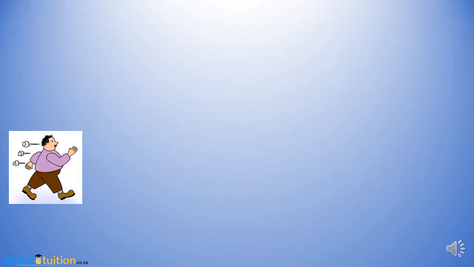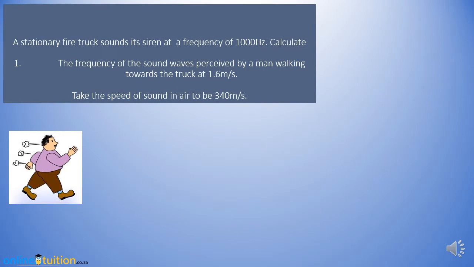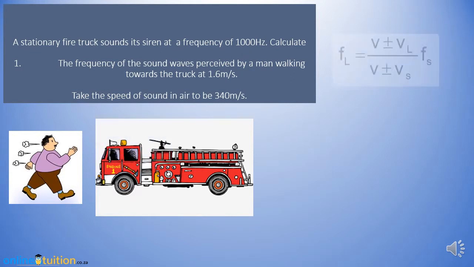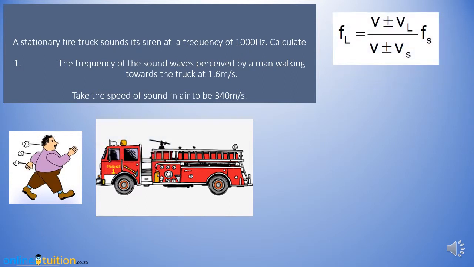Okay, so on to the next question. Here we have a stationary truck and a moving observer. The truck is stationary, emitting a sound signal at a frequency of 1000 hertz, and we have a very determined person walking towards the truck. Look at this guy. And he's walking at a speed of 1.6 meters per second. We know the truck is stationary.